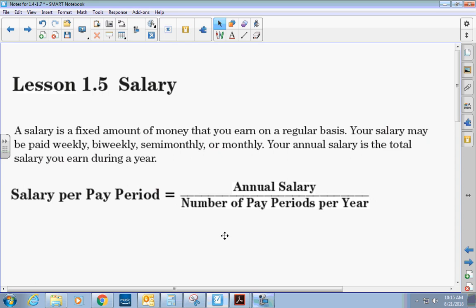All right, so this next section we're going to talk about is section 1.5, which is called salary. This is what I get paid.